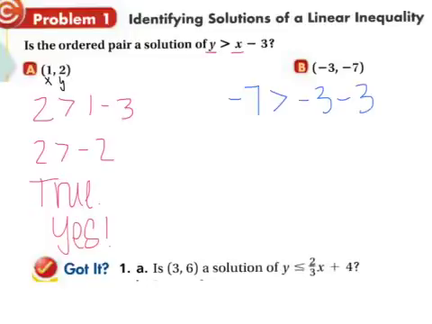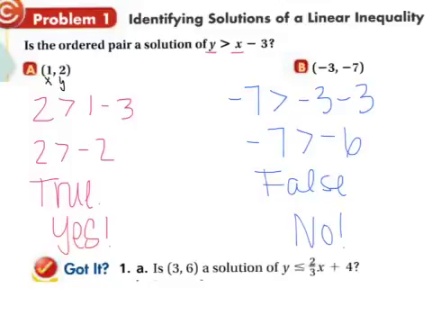For part B, I'm going to put negative 3 in place of the x and negative 7 in place of the y. Negative 7 is greater than negative 3 minus 3. Because negative 7 greater than negative 6 is a false statement, my answer would be no. (Negative 3, negative 7) is not a solution of the inequality y greater than x minus 3.